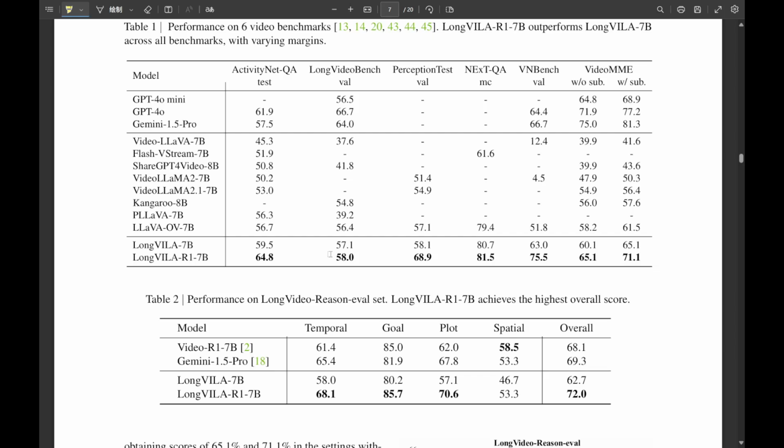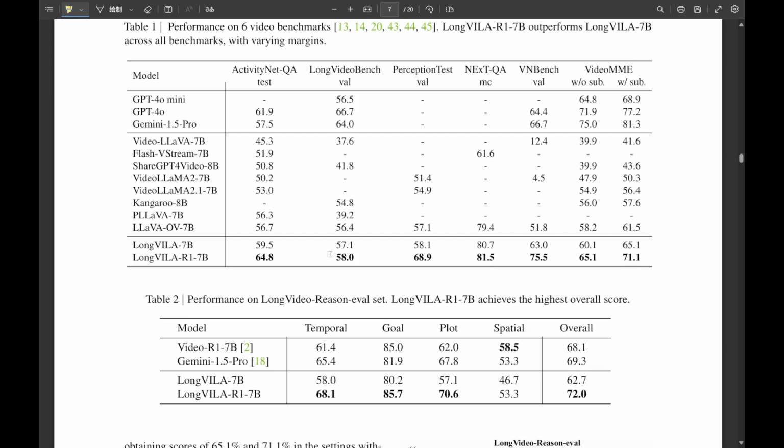LongVideo R1 accurately tracked the cup's position through complex movements, whereas competitors struggled with localization errors. It showed precise spatial understanding over time. These examples really highlight that it's not just recognizing objects, but understanding relationships, context, and movement over extended periods.